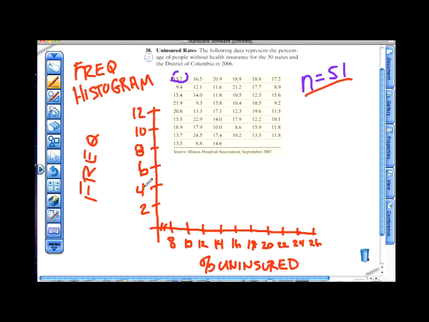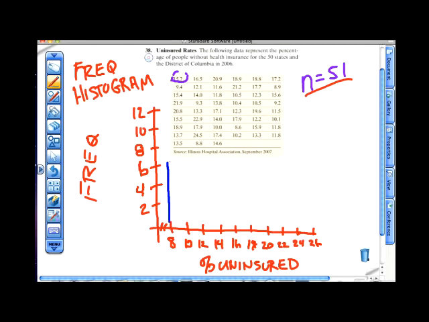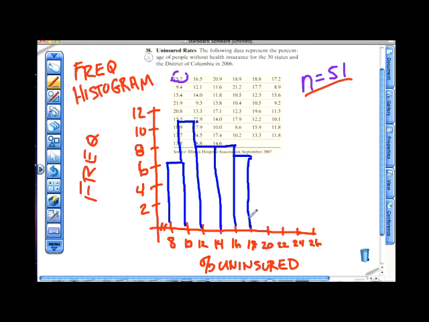Okay, so from 8 up to 10, we had 6 values. Let me get a new color. So there's our 6 values. 10 up to 12, we had 11 values. 12 up to but not including 14, we had 8 values. And actually we had the same for 14 up to 16. 7 for 16 up to but not including 18. 4 in the next 2 categories, 18 up to 20 and 20 up to 22. 2 from 22 up to 24, and 1 from 24 up to 26. So there's our frequency histogram.